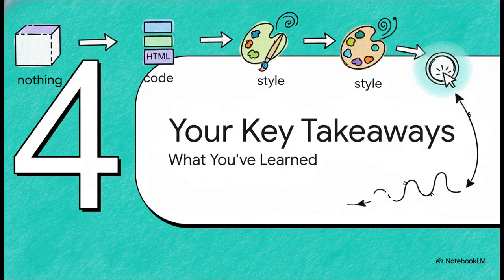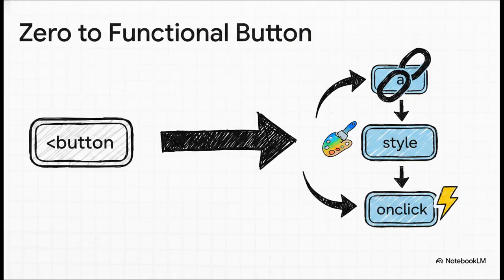And just like that, we did it. We went from a totally blank slate to a stylish, fully interactive button. So let's just do a quick recap of the journey we took to get here. Remember how it all stacked together. We started with the foundation, that basic button tag. Then we dressed it up, gave it some personality with the style attribute. And finally, we gave it a brain. We either made it a simple link with an A tag, or we gave it a specific job to do using JavaScript's onClick attribute. Each layer just builds right on top of the last one.